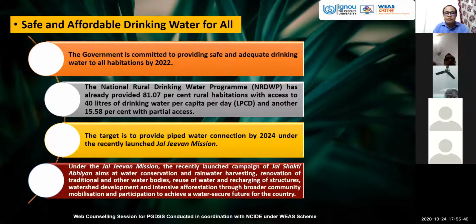So we have the Jal Jeevan Mission. Under it, this campaign was recently launched, we have the Jal Shakti Abhiyan, which aims at water conservation and rainwater harvesting, renovation of traditional water bodies, reuse of water, watershed development, and intensive afforestation, with broader community mobilization and participation to achieve a water-secure future for the country.